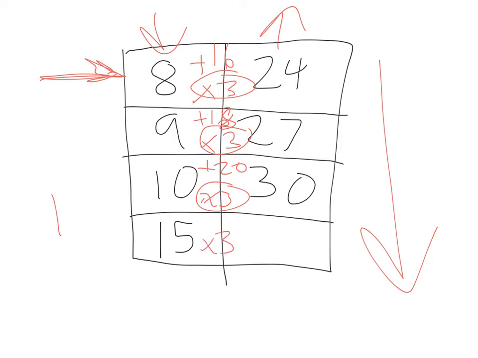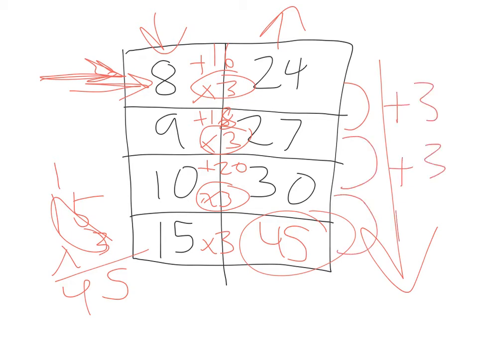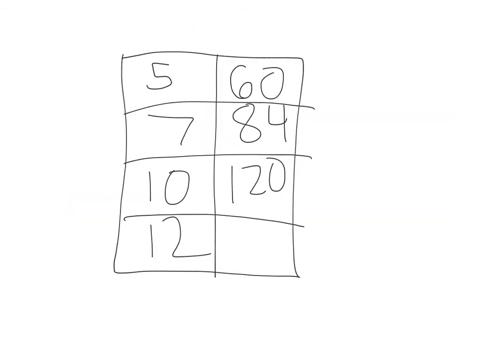So 15 times 3 gives me 45. So 45 would be what needs to fill in that box. Now, it's important to be looking across, because if I'm just looking down, I see that there's a jump of 3 there, and a jump of 3 there, and I might be tempted to just do a jump of 3 there. However, there was a jump of 5 on that side, so that's why it's not a good idea to look down the columns.